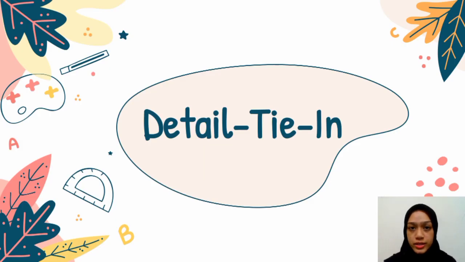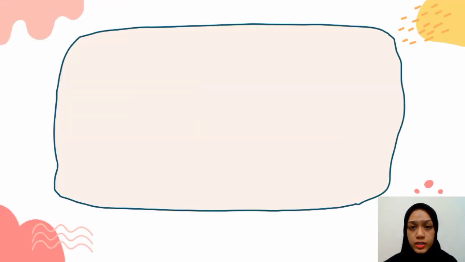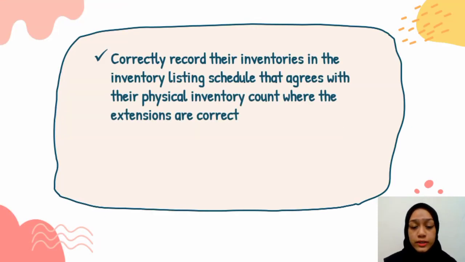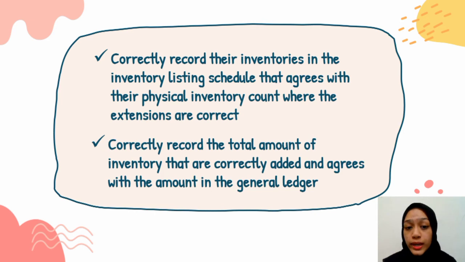The last assertion is detail tie-in. The management has to correctly record their inventories in the inventory listing schedule that agrees with their physical inventory count, where the extensions are correct. And then they need to correctly record the total amount of inventory that is correctly added and agrees with the amount in the general ledger.